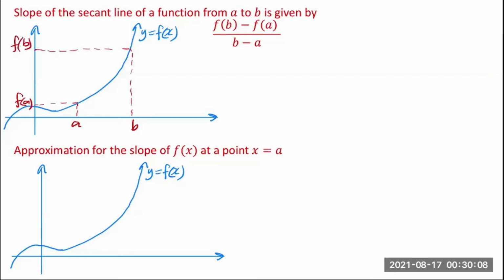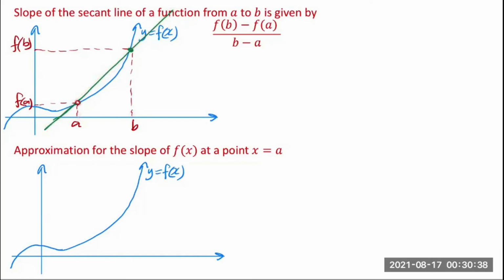Now what I'm going to do is join these 2 points. This point and this point. If I join those 2 points, we get a line. This line is called the secant line of f of x from a to b. This is what you call the secant line of our function f of x from a to b.